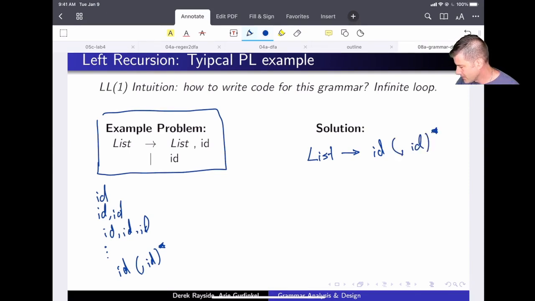And we know how to do comma ID star already. So let's introduce a new nonterminal for this. Let's call it T. And T will go to either comma, ID followed by T, or epsilon. Right. So this one is right recursive.